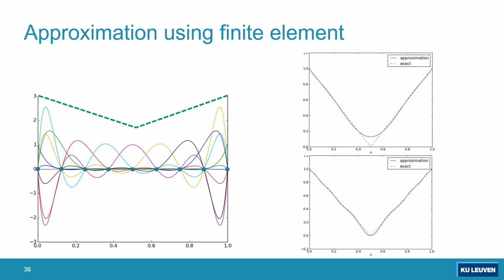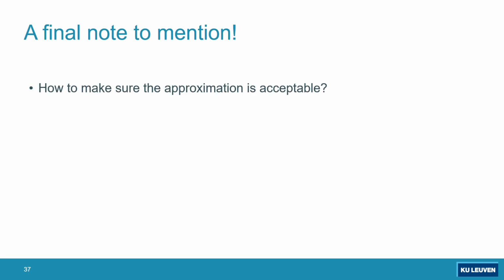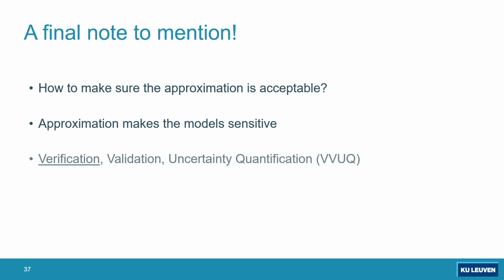And then the final note to mention is how important it is to make sure that the approximation is acceptable. And the fact is, approximation makes the system and the models sensitive. So we should always measure this sensitivity. And for doing that, one of the techniques called VVUQ, you may have heard of: verification, validation, and uncertainty quantification. This is actually where it should be considered, especially for verification.